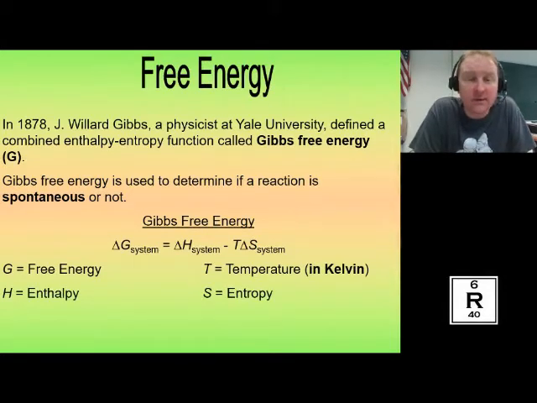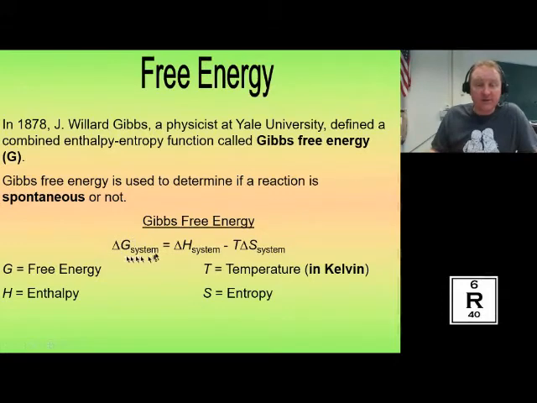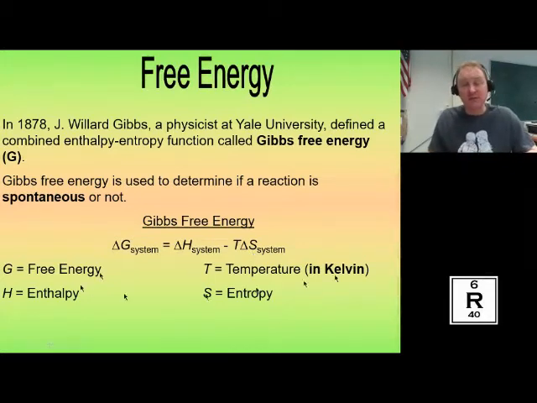The formula for Gibbs free energy is that the change in free energy of a system is equal to the change in enthalpy of the system, which remember is the change in heat energy, minus the temperature times the change in entropy of the system. What's very, very important to note and remember is that the temperature must be in Kelvin. It must be in Kelvin.